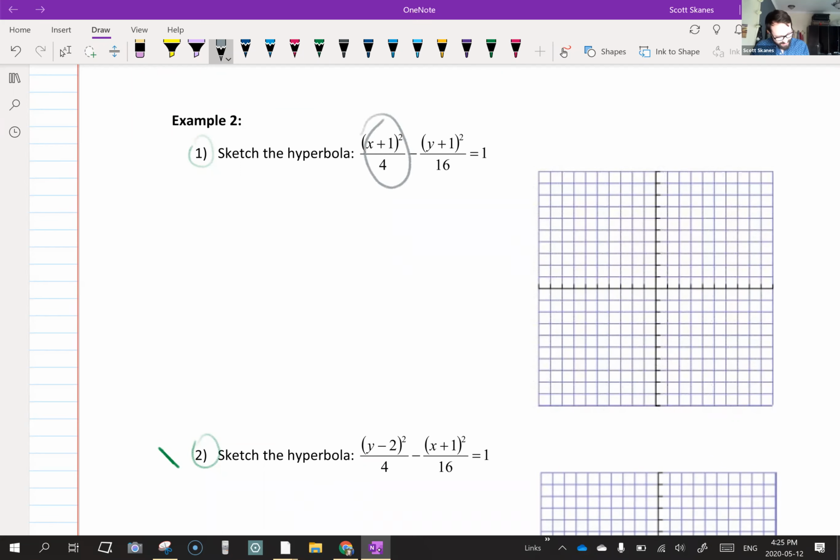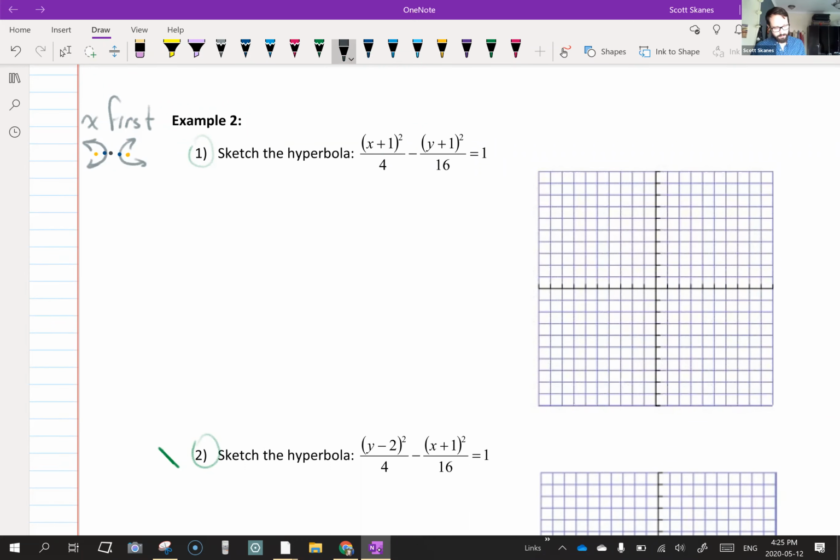X first. If x comes first, it means it looks like an x. If x was not first, it wouldn't look like an x. We know now that the transverse axis is in this direction, just like the last problem. And we know the vertex will be on that direction too, and the center will be in the center, all that stuff. It also tells us that A is there. It's 4, okay? So let's go through the motions.